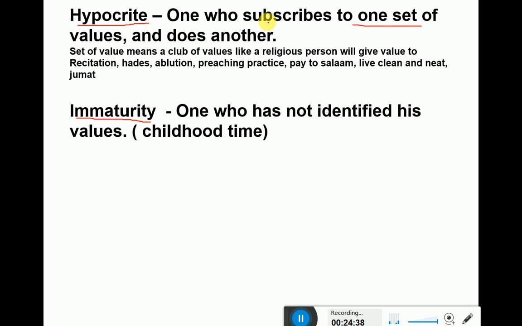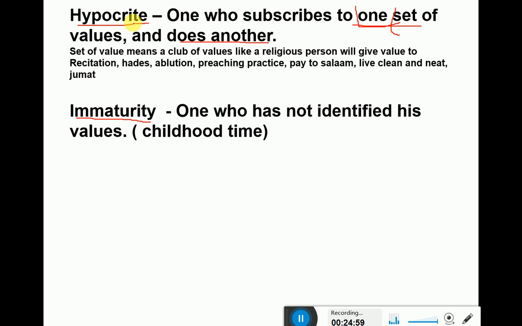When a child, for example, is in the stage of childhood, like a mashum, he does not know which thing is important or valuable to him and which is not. Like for example, if you see a child demanding an iPhone or an iPad, the child does not know whether the iPad is really valuable to him or not.